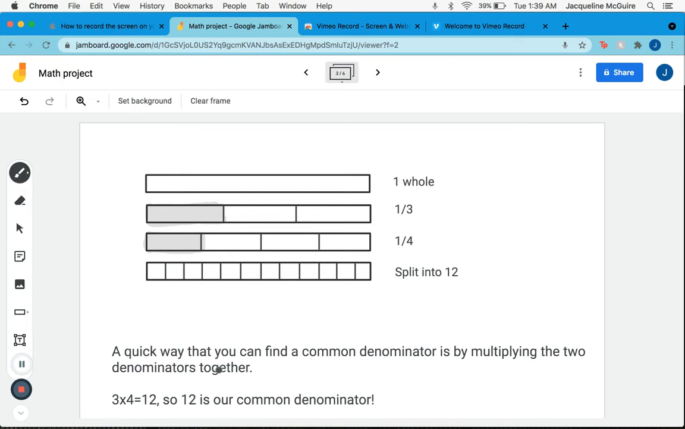A quick way to find a common denominator is by multiplying the two denominators together. So we know that 3 times 4 is 12, so 12 is the easy common denominator. As you can see, this bar diagram is already split into 12, and the lines of both the 3 and 4 line up to lines in the 12. That's how you can tell that it is a common denominator: the same lines from the 1/4 and the 1/3 line up to lines that are in the 12.